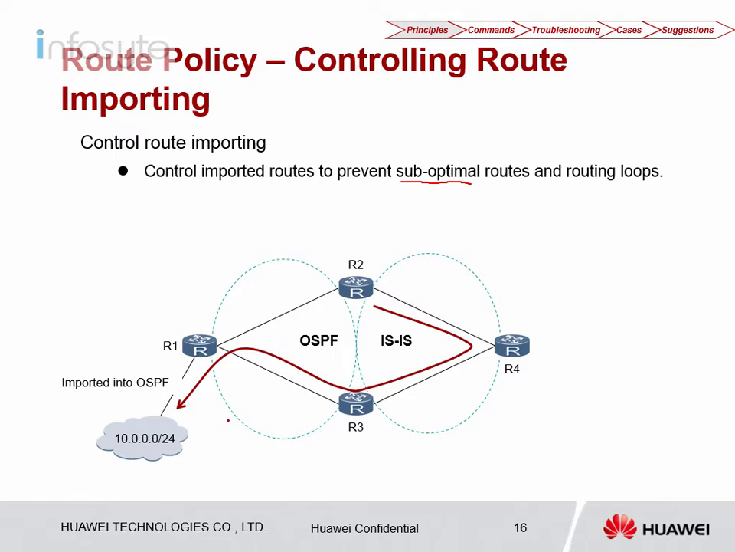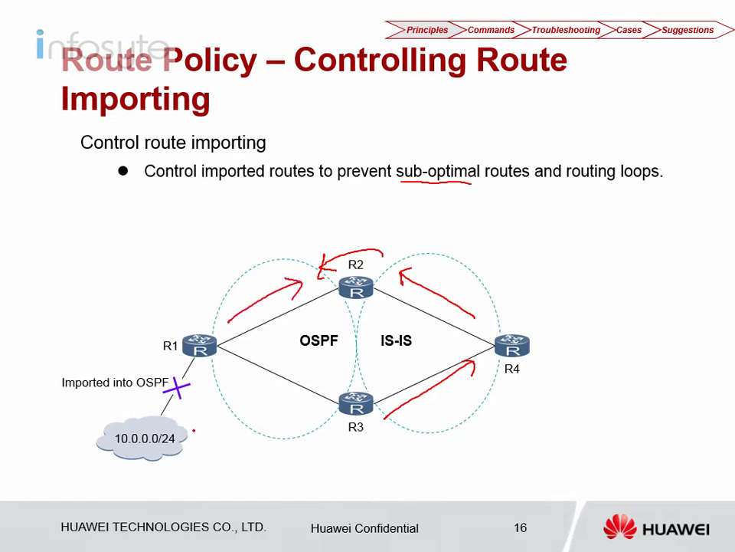Another issue that we are facing here is the routing loop. Assuming that R1's connection to the 10 network failed. Remember that R3 already sent this information to R4, R4 sent it to R2, and R2 sent it back to R1. Now when R1 detects that this failed, R1 will have a next hop sent to R2. So this will happen.